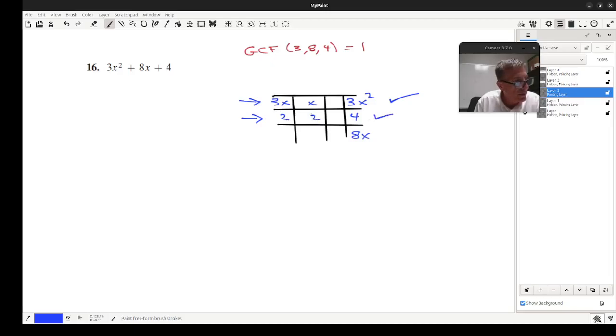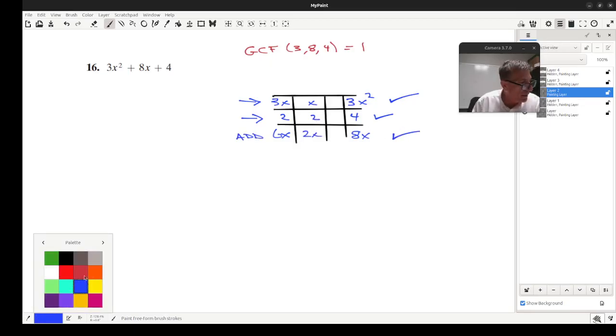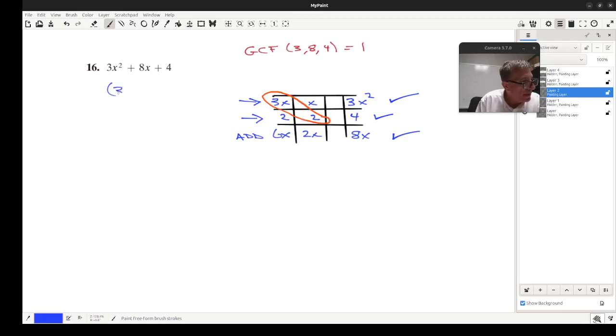So 2 times 2 gives me 4. This is going to give me 6x, and this is going to give me 2x. Remember, this is the add portion. They add up to 8x. And here it's really important that you go kitty corner. So right here I've got one factor, and that factor is going to be 3x plus 2. And going kitty corner the other way, I'm going to have x plus 2. And you can actually multiply this out as a check. If you multiply this out, you're going to get exactly that.